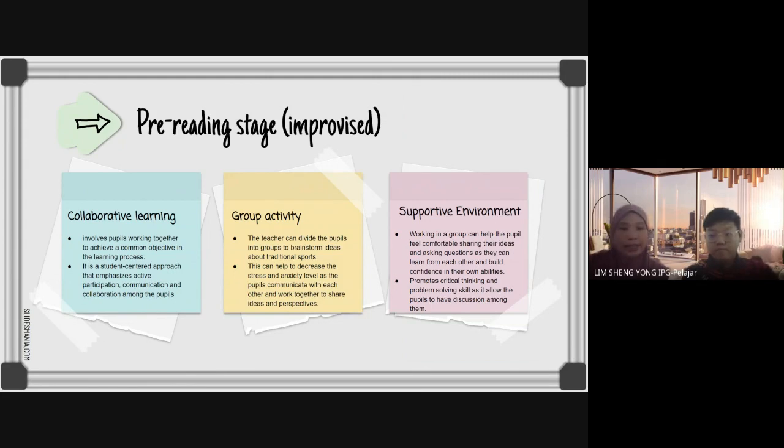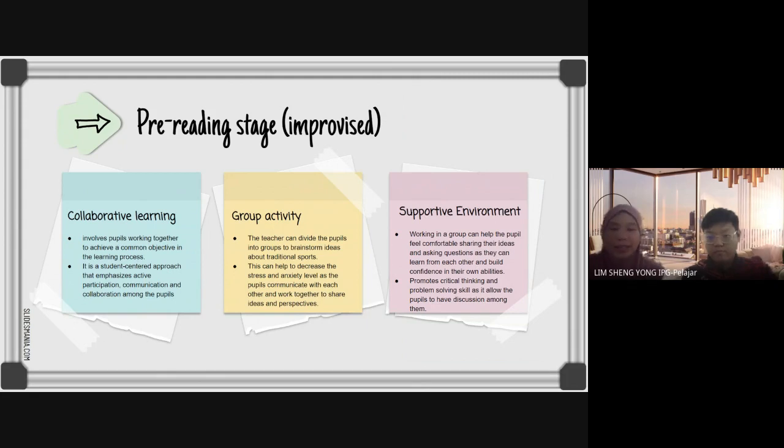And then the second element is group activity. The teacher can divide the students into groups so that they can brainstorm ideas about traditional sports together. This can also help to decrease the stress and anxiety level of the students as they can communicate with each other and work together to share ideas and perspectives of the traditional sports that they are learning.